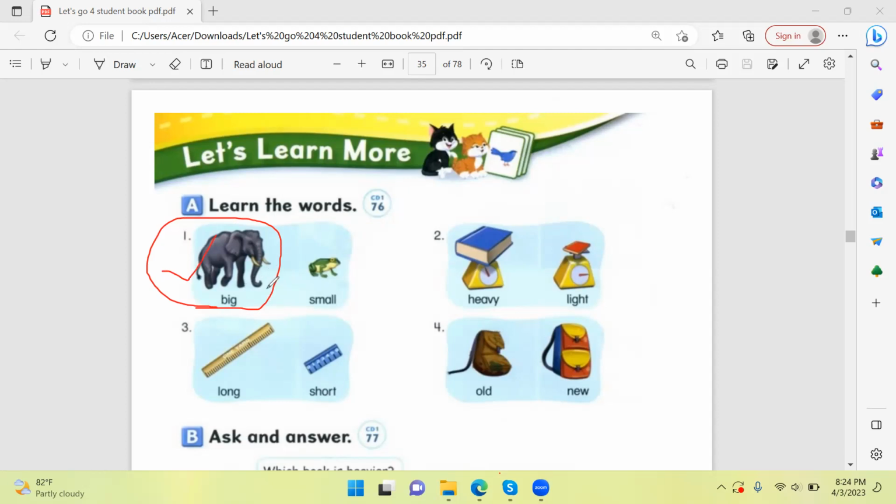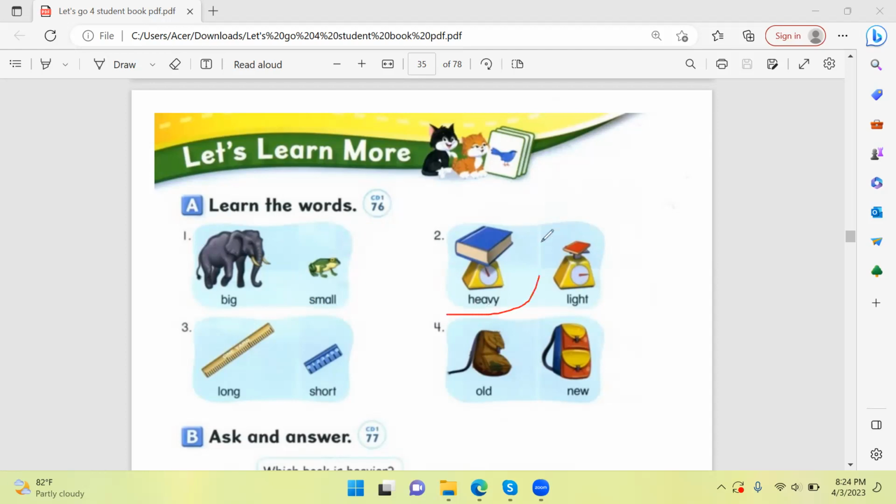Oh, very good. So the elephant is very big. Okay, very good. How about this one? Small. It's small. And what picture is this? A frog. Good job. So what is the color of the frog? It's green. How about an elephant? What is the color of an elephant? It's black. Very good.